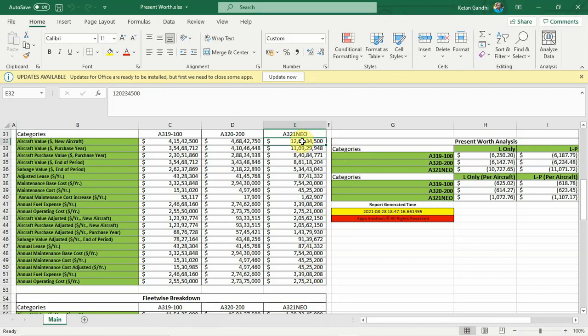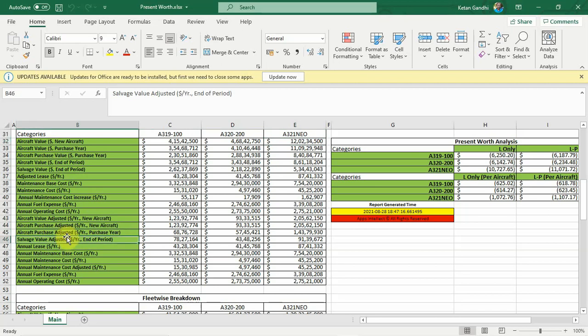So this is the way this particular calculation is done. Then we'll have aircraft purchase adjusted for the new aircraft. That will also be taking into consideration the minimum rate of return and then the cycle period, and we'll have these new aircraft values here. This is the way it is calculated.